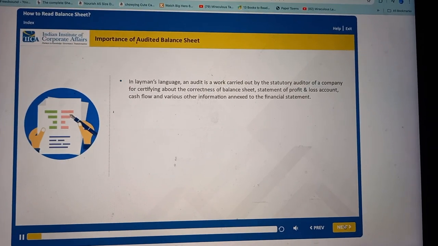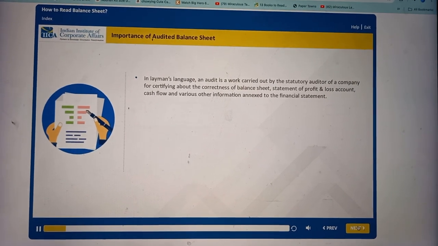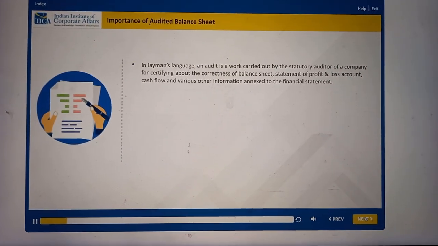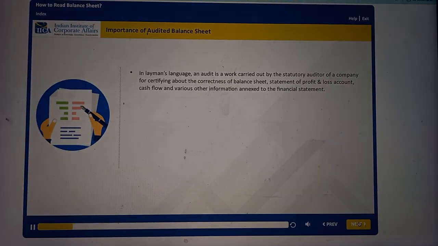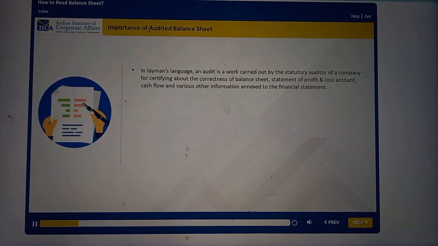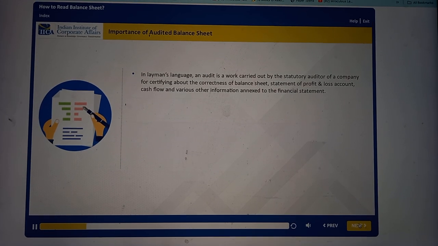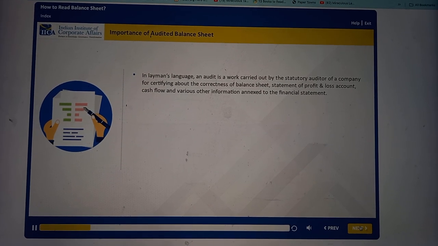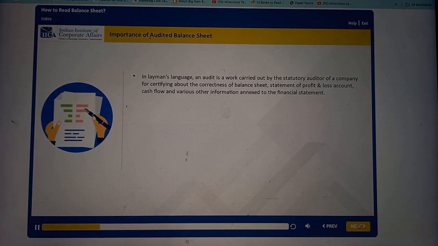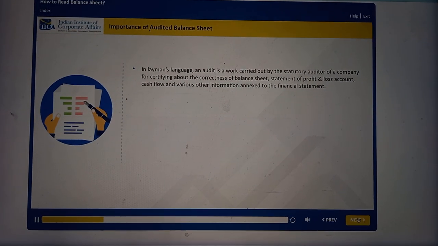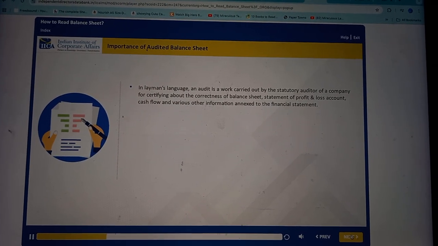As we know, all the regulators, all the stakeholders rely heavily on the balance sheet. Which balance sheet? One which is audited. Audited by whom? By the statutory auditor of the company. And therefore, in layman's language, an audit is work carried out by the statutory auditor of a company for certifying the correctness of the balance sheet, the statement of profit and loss account, the cash flow, and various other information annexed to the financial statement.